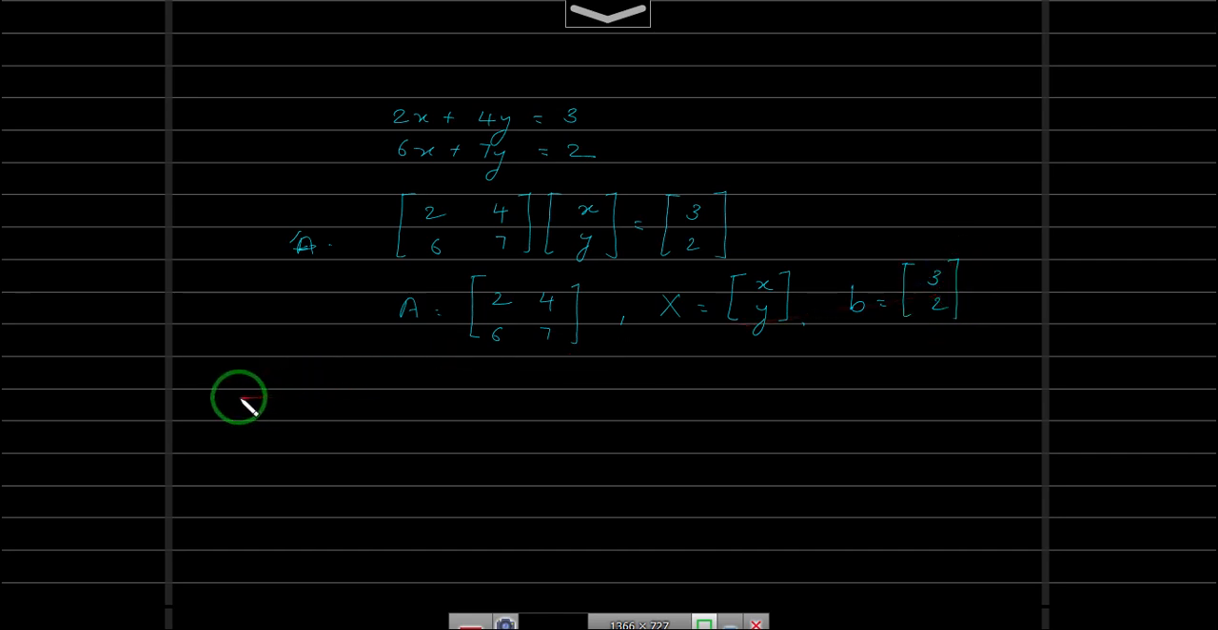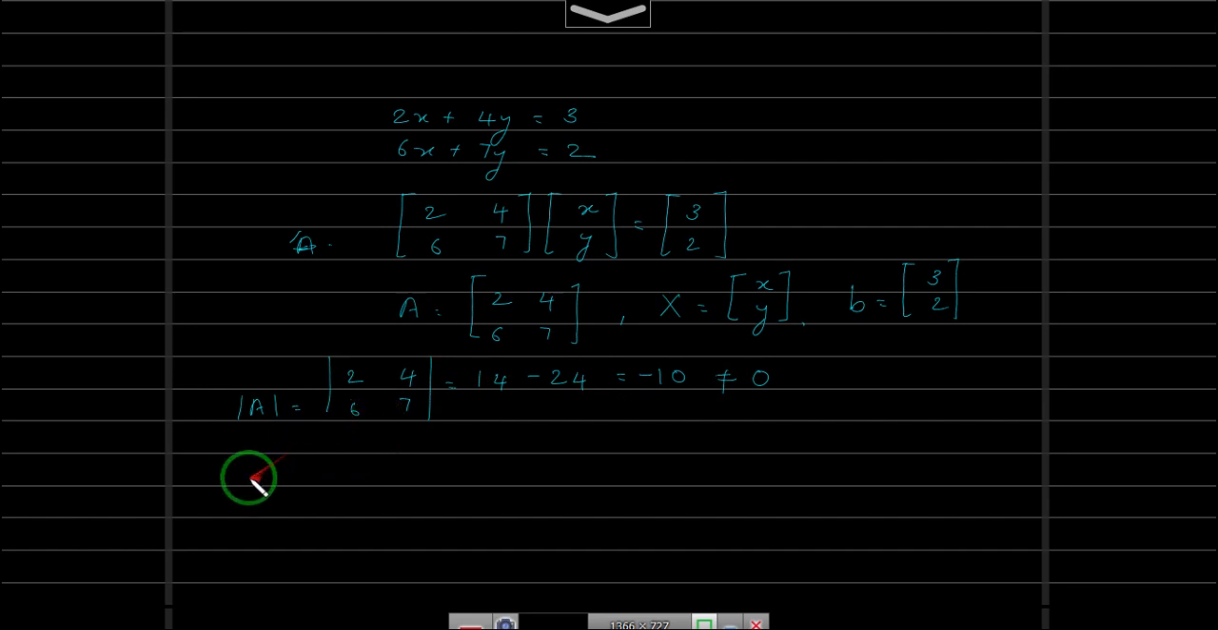So first we need to find the determinant of A. Determinant of A becomes the determinant of [2, 4; 6, 7]. This is 2 into 7, which is 14, minus 6 into 4, which is 24, and this determinant becomes minus 10, which is not equal to 0. And since it is not equal to 0, we can find the solution of this by using Cramer's rule.